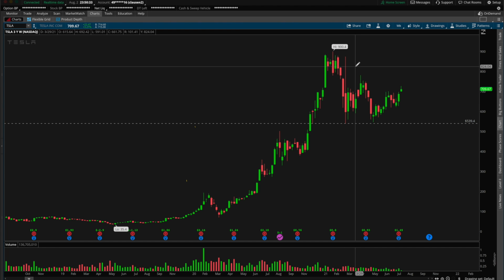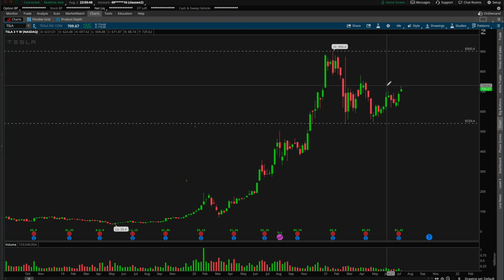And always, always, always, very self-explanatory, chart your all-time highs. All-time high is 900.4 here on Tesla. Simply chart that. Again, self-explanatory. That's the peak of the stock. It will always be a strong, strong resistance, because it's the all-time high. Now, when you're plotting resistance, same thing goes here.